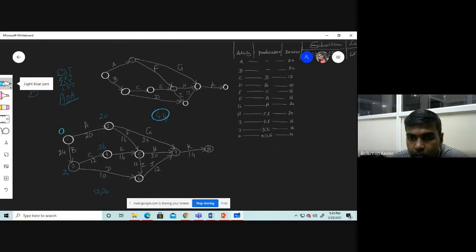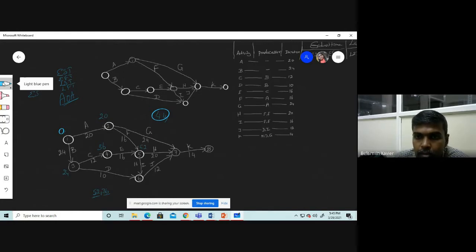In node 5, there are 2 activities merging. One activity time duration is 52, 52 is the earliest completion time, and 36 is the other completion time. So which one we have to choose? 52, the greatest. Why? Because it is the earliest possible time. When we look at the definition of earliest starting time, earliest finishing time, it's the earliest possible time with which the activity can be completed. So the possible time is 52.